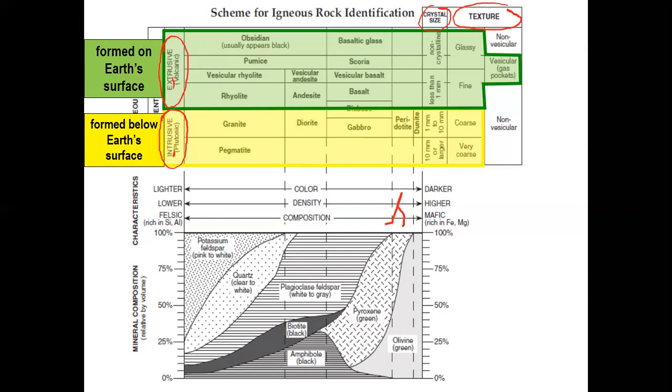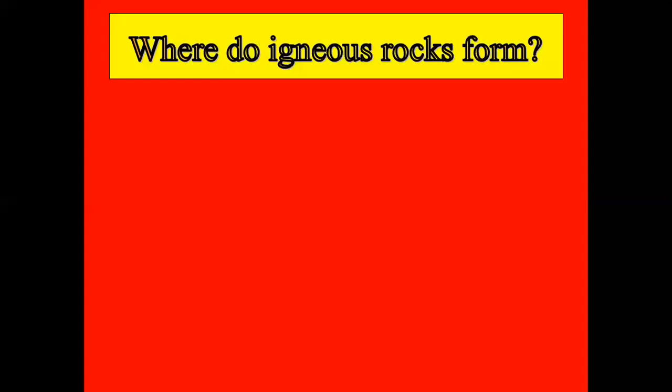Okay, texture, more specifically that vesicular texture, which we'll talk about in a second. But you can see certain characteristics that we're going to dive into that really go with whether you form below or above Earth's surface, extrusive or intrusive. So let's just break those two down.